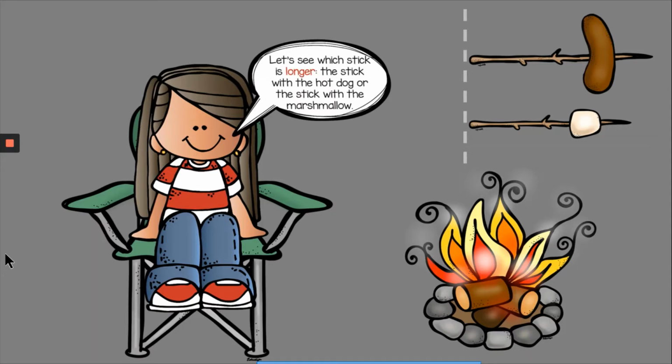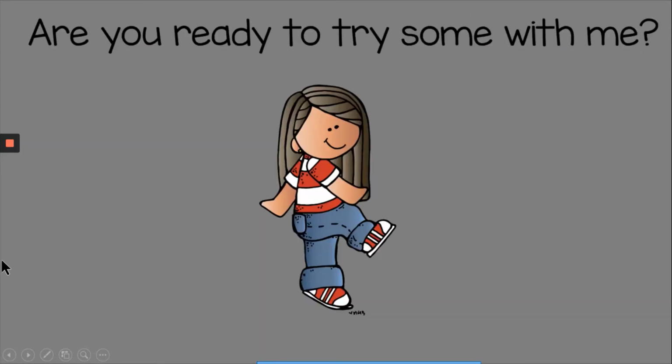Let's see which stick is longer, the stick with the hot dog or the stick with the marshmallow. Point to the longer stick. Did you say the stick with the hot dog? You're right. I know the stick with the hot dog is longer because it starts at the same place as the stick with the marshmallow, but where the marshmallow stick stops, the hot dog stick keeps going. That's how I know it is longer. Are you ready to try some with me? Here we go.